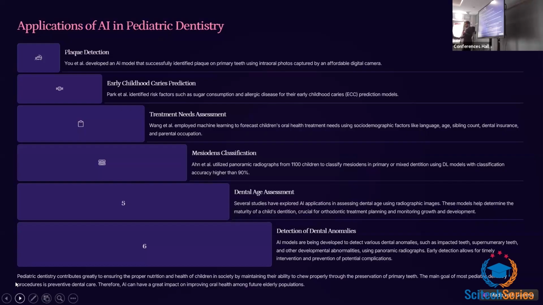Early childhood care is a very crucial condition that has to be detected early on, which is neglected by a lot of dentists because they don't pay attention to it. But with AI, it has been detected much earlier. Also, several dental anomalies have been diagnosed with AI, like supernumerary teeth, which should be managed before they cause severe problems for the patients because of their orthodontic needs.